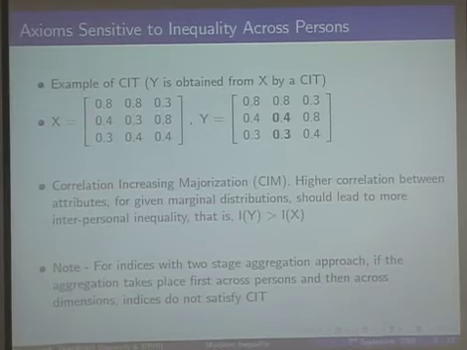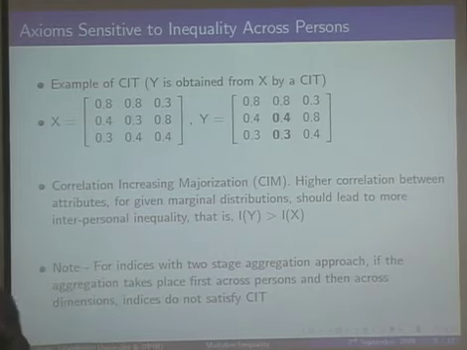So for indices with a two-stage aggregation approach, if the aggregation takes place first across persons and then across dimensions, indices do not satisfy CID. It is the same conclusion that we had from the construction of the welfare index. So whether you construct a welfare index, an inequality index, or a poverty index, one thing is for sure: if you want them to be correlation sensitive, you cannot aggregate first across persons then across dimensions. You have to go the other way around. You have to first aggregate for each person and then aggregate across all persons.